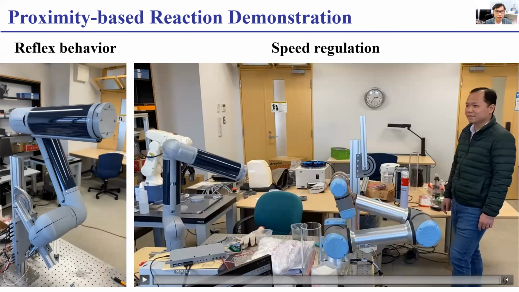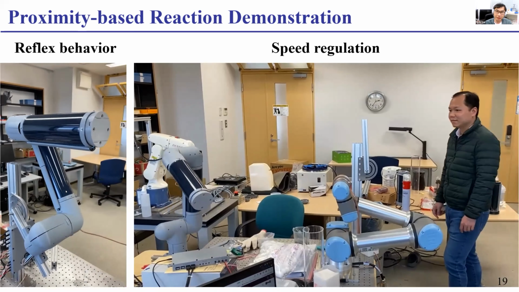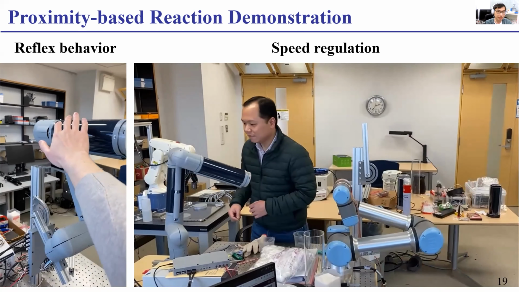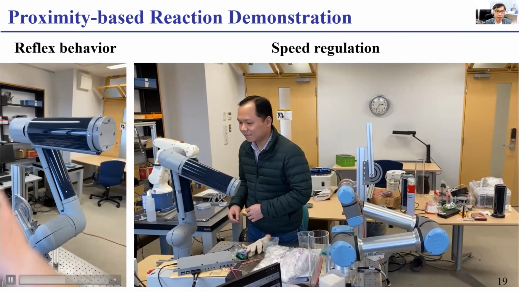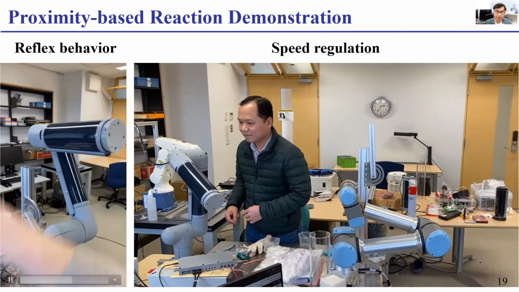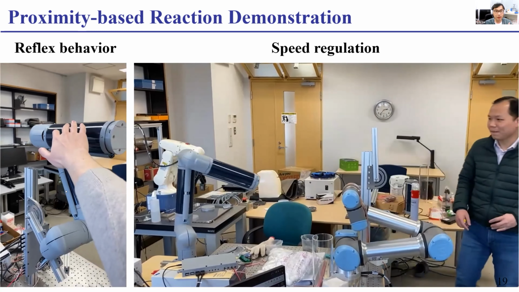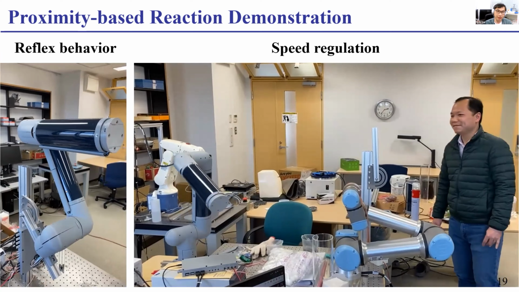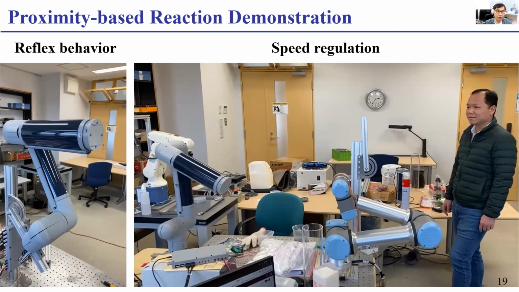Now I would like to share with you some demonstrations of the Protect arm's behavior that reacts to the close object distance observed in the proximity mode. In the left-hand side video, we apply to the robot a simple reflex behavior based on an admittance control framework. And on the right-hand side, the robot can slow down its speed as a close distance is observed between the human and the Protect link.